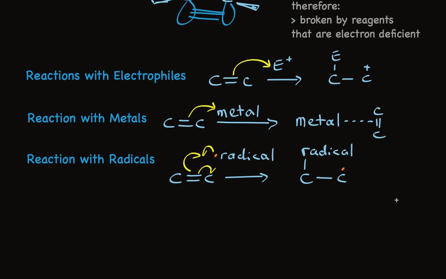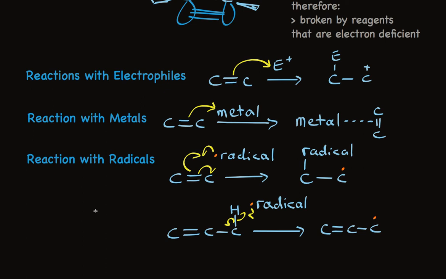The other type of reaction with radicals is substitution at the allylic position. One of the two electrons in this sigma bond goes with hydrogen to form a bond with the radical. The other one stays on the carbon. Like the radical above, this is an unstable intermediate and goes on to form other products.